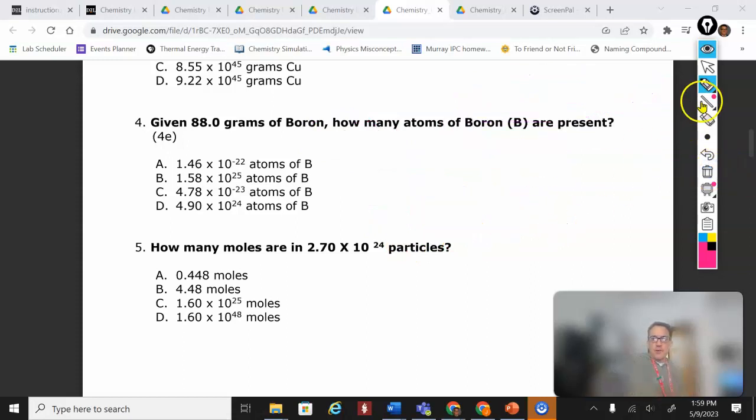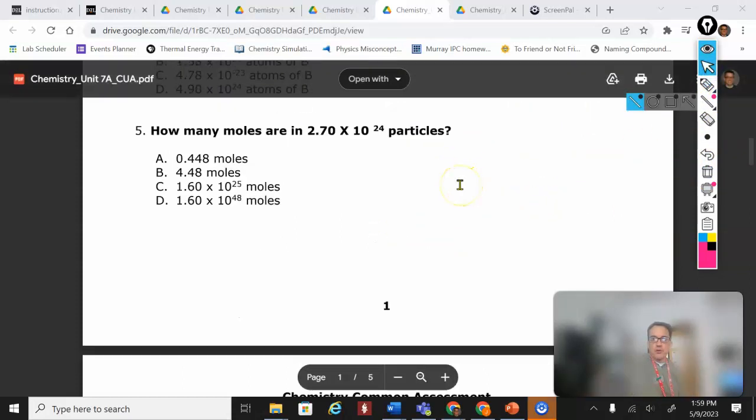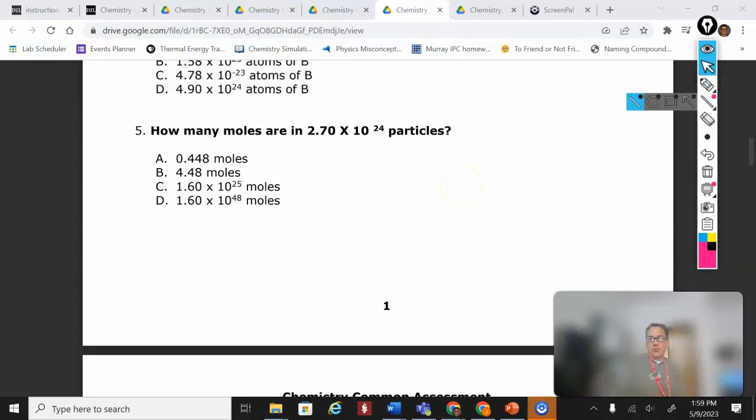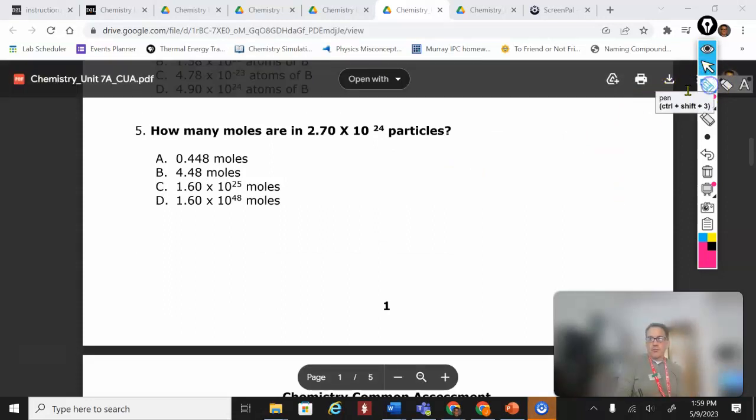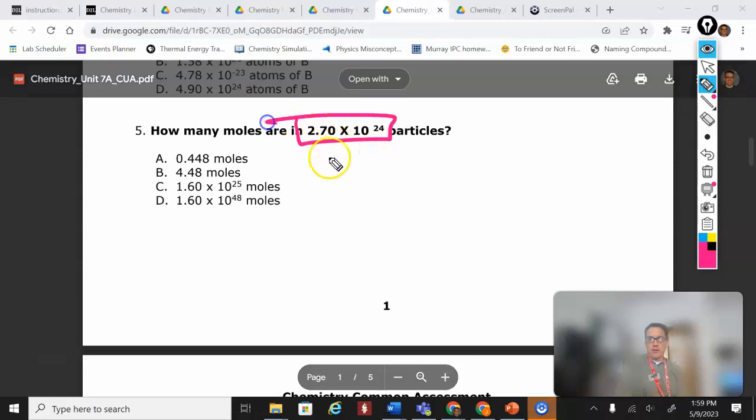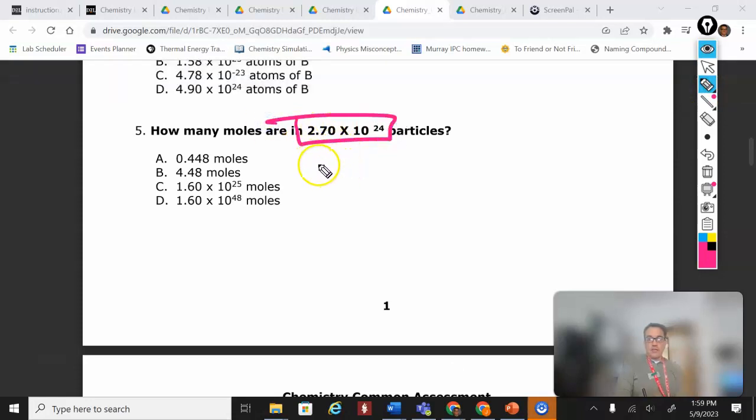On number five, it's asking how many moles are in a certain number of particles. This one will really just need to divide by Avogadro's number. And a mole again is 6.02 times 10 to the 23rd particles. So if I take that number and divide it by that number, that should tell me how many moles I've got, which in this case would be about 4.